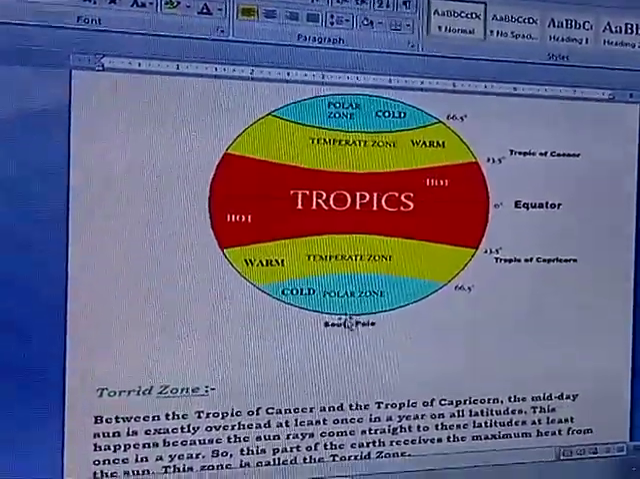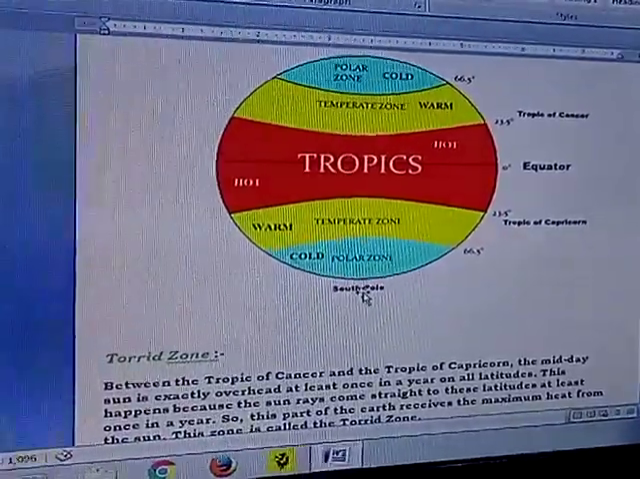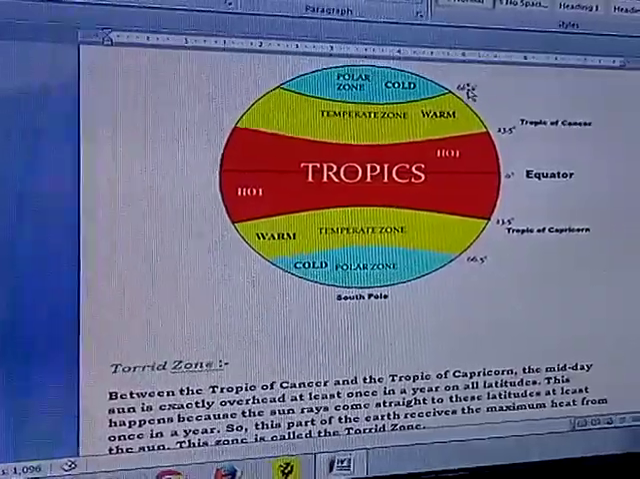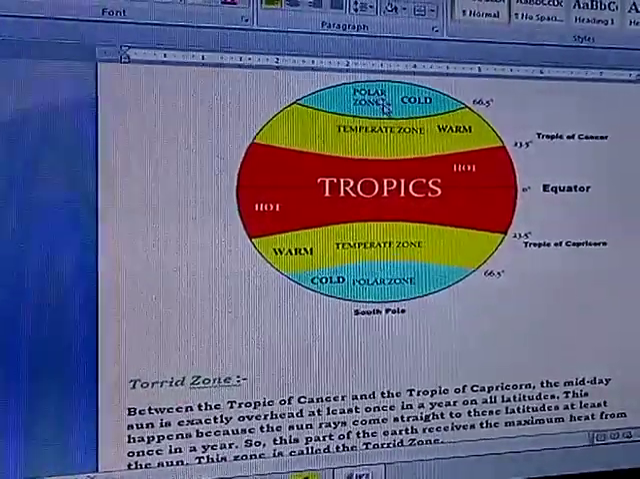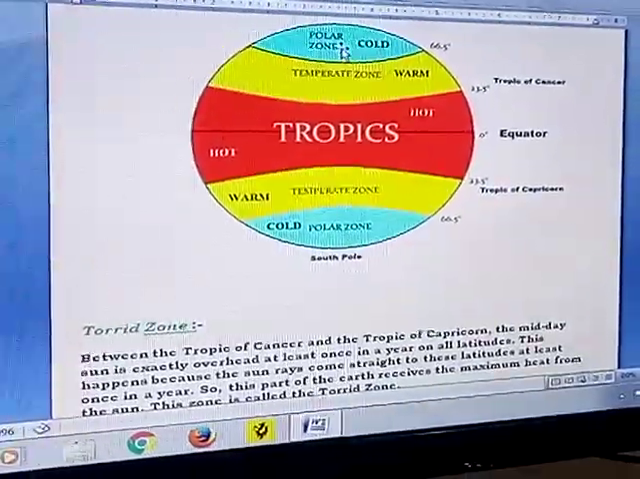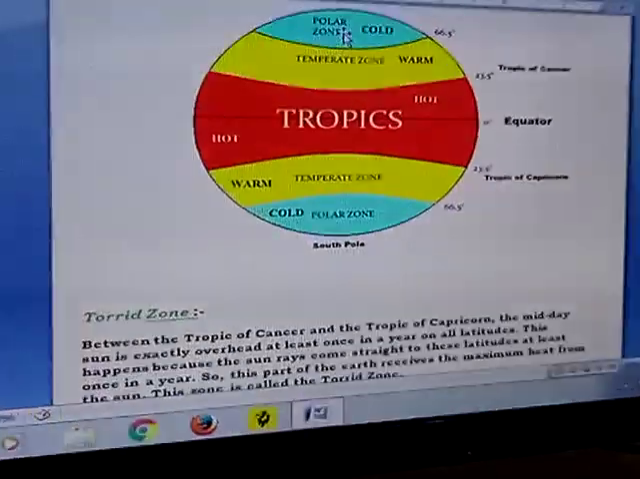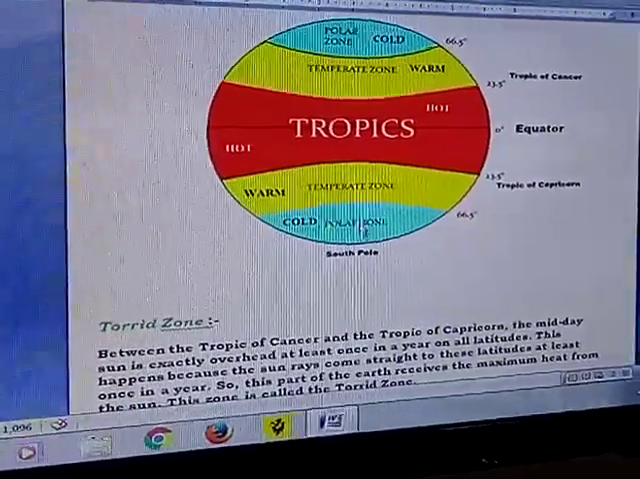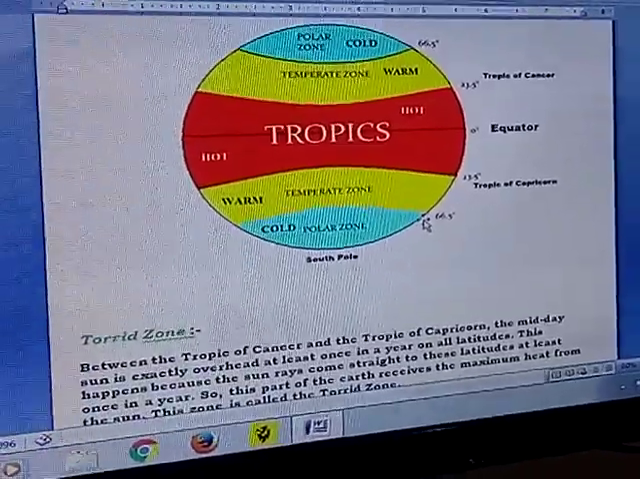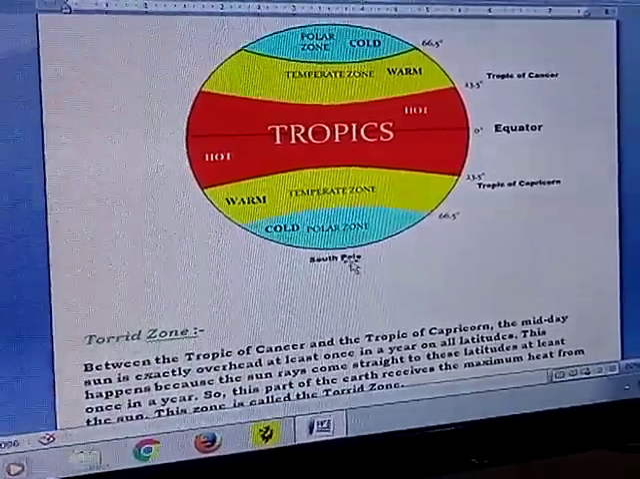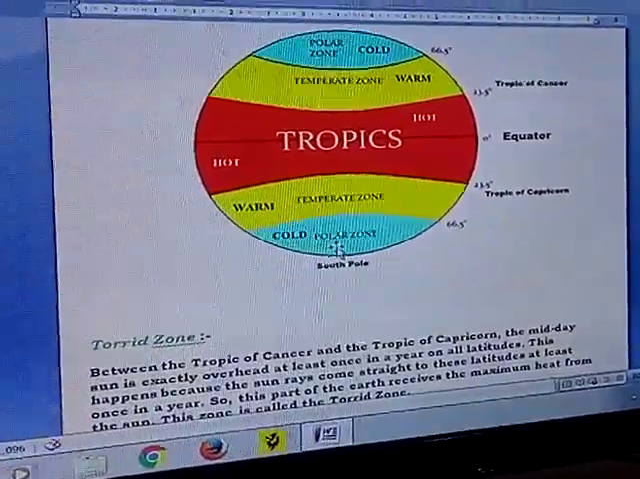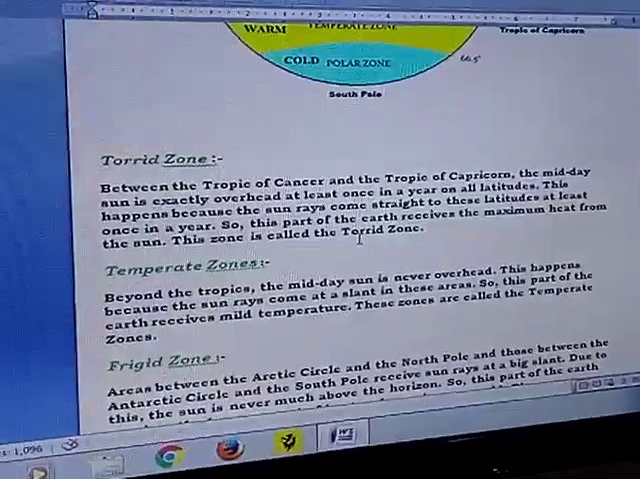And after that, you have the cold zone, called the polar zone or frigid zone. The frigid zone begins at 66.5 degrees north, and beyond that is the North Pole region, the polar zone, which we also call the frigid zone. Similarly in the southern part, you have the Antarctic Circle at 66.5 degrees, and beyond it till the South Pole is the frigid zone, or South Pole zone.